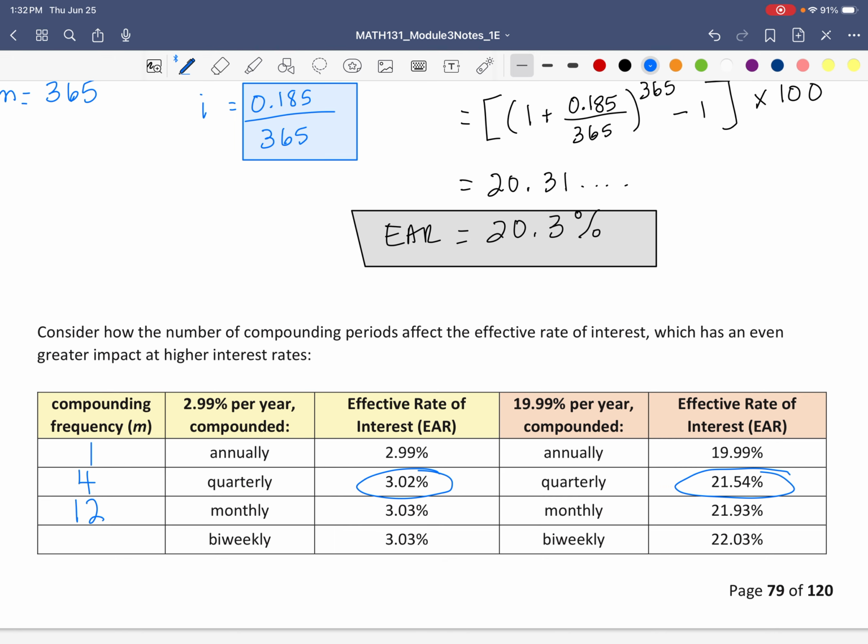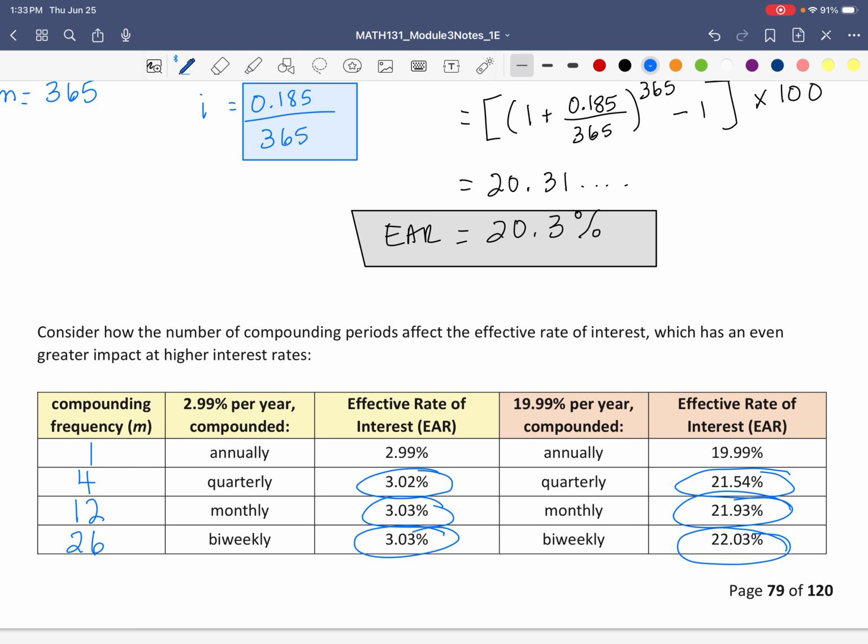So again, it jumps. If initially it was 2.99 per year compounded, the effective rate of interest jumps to 3.03. Again, not huge because the percent is pretty small to begin with. But if we're looking at a bigger percentage, like 19.99% per year compounded, it jumps to 21.93. And then you can start to see what happens. So if we're compounding even more bi-weekly, so that's every other week, that's 26 times per year. Again, not a huge jump here, but definitely a bigger jump here with a larger percentage to begin with.